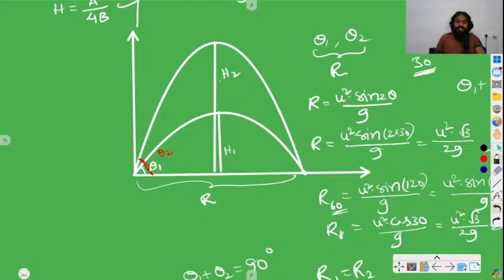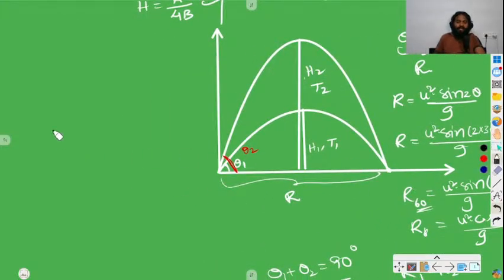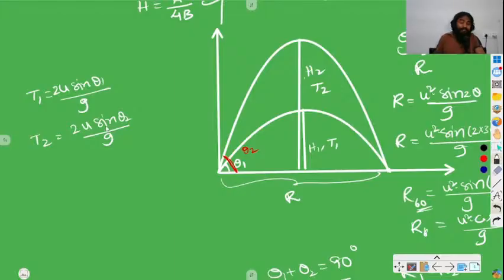So first thing, let me take t1 as the time of flight when the angle is theta 1, and t2 is the time of flight when the angle is theta 2, right? Now I can write t1 is equal to 2u sine theta 1 by g. At the same time t2 is equal to 2u sine theta 2 by g. Here u is the same because we are projecting in both cases with the same initial velocity.